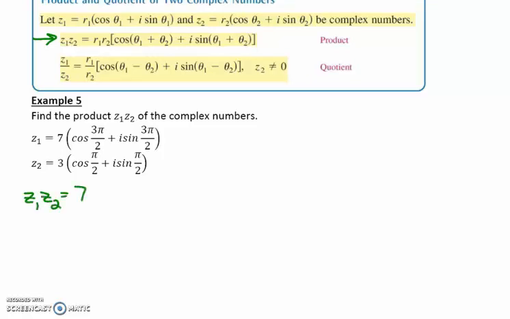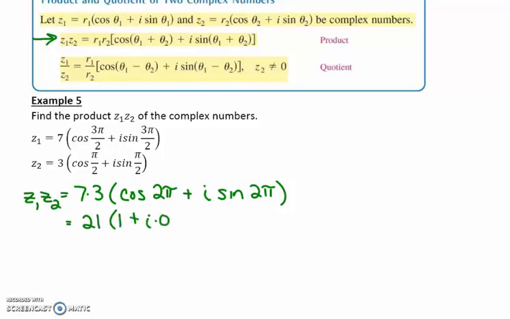And they're fairly straightforward. You're basically just multiplying your r's, so 7 times 3, and then you're taking the angle measures and you're adding them together. So 3 pi over 2 plus pi over 2 is 4 pi over 2, which is really 2 pi, right? And then plus i times the sine of 2 pi, because remember, once you do it once, it's the same thing. And so that's going to be 21 times 1 plus i times 0, so really that's just 21.